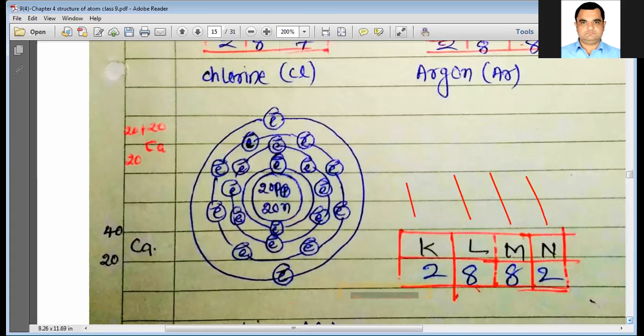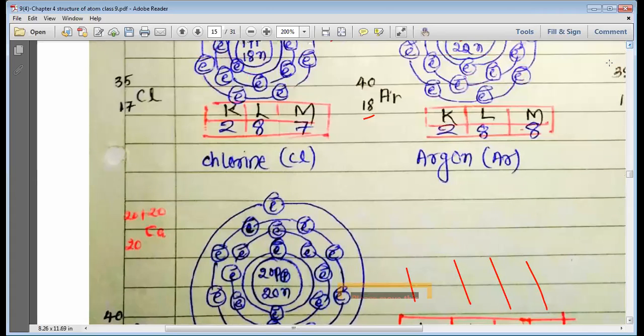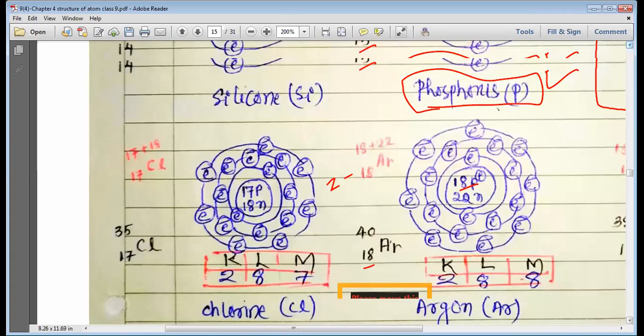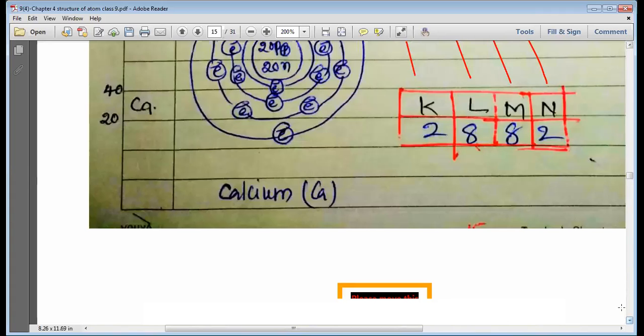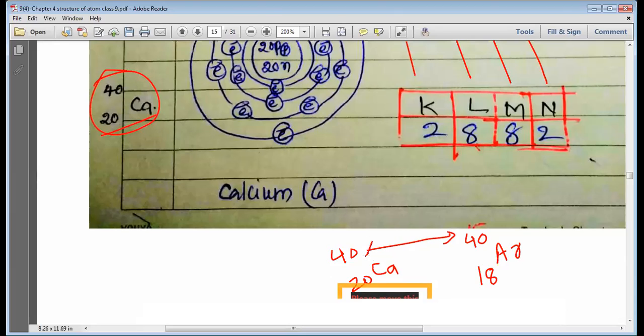My dear students, I want to bring something to your notice. If you look into argon, the atomic mass number of argon is 40. You can see that we have written 18 argon 40. So its atomic mass number is 40. Now if you look into calcium, my dear students, you can see that even for calcium we write 20 calcium 40. So please remember that the atomic mass number of both argon and calcium are the same.